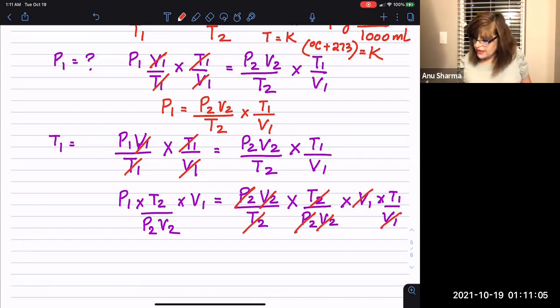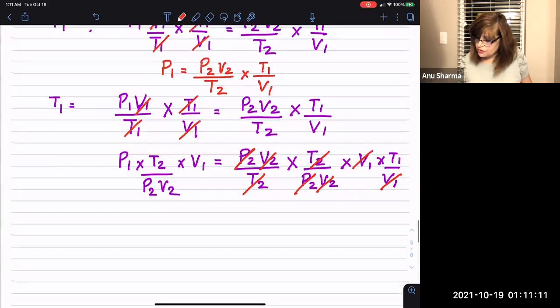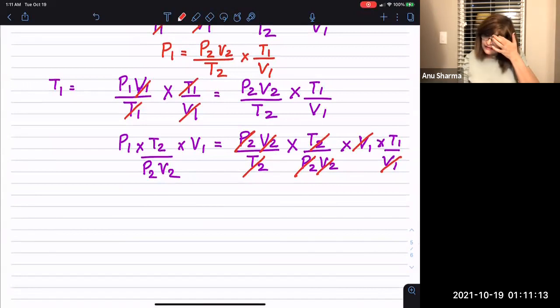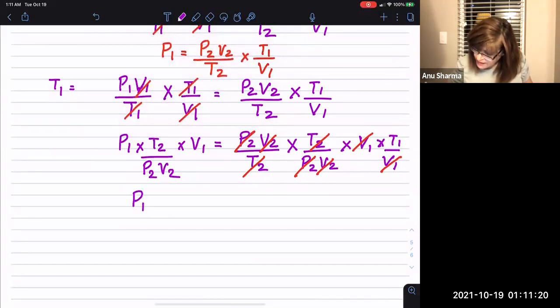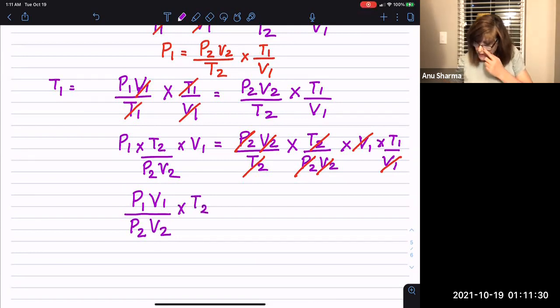And here we brought the T2, P2, V2 and V1 to the other side, and we have the P1 also. So basically this is now a new formula, a new transformation, which is P1 V1, just writing it better, over P2 V2 times T2 is equal to T1. This is your new transformation.